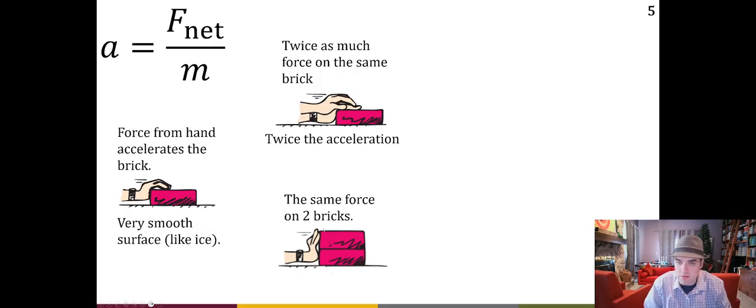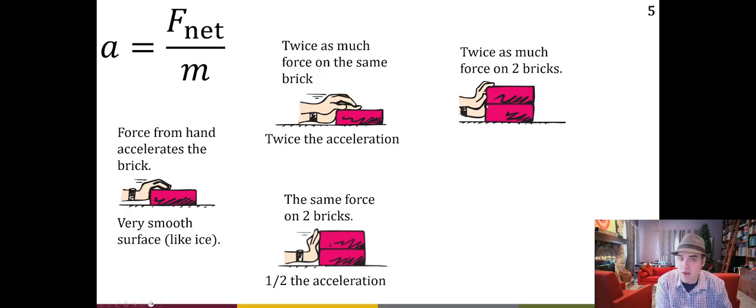Let's do the same thing down here. Let's say instead of one hand on one brick, I go one hand on two bricks. So here the force is still the same, but the mass has now doubled. So because the denominator is now doubled, the acceleration will be half as much as it was before. So this acceleration is half as much as it was with one hand on one brick. And finally, what if I do two hands and two bricks compared to one hand and one brick? Well, I'm doubling the force, so I'm doubling the numerator, and I'm doubling the mass, so I'm doubling the denominator. Those two are going to cancel each other out. 2 over 2 is 1. So my acceleration here is going to be the same acceleration as it was with one hand and one brick.